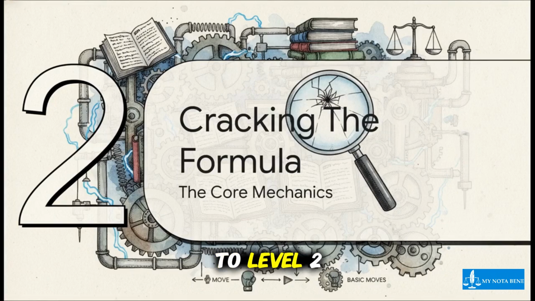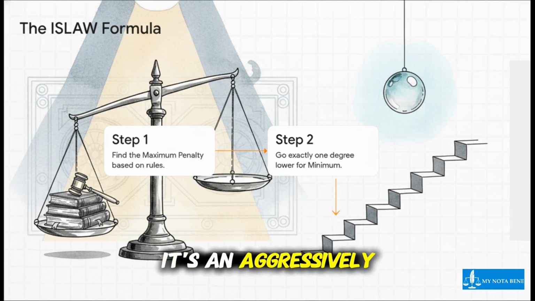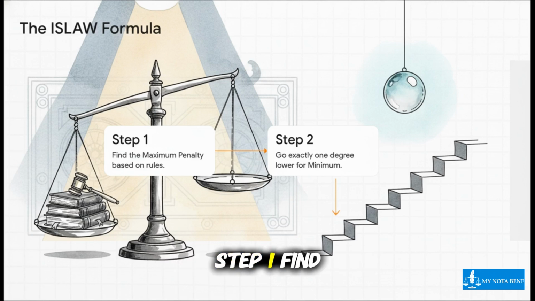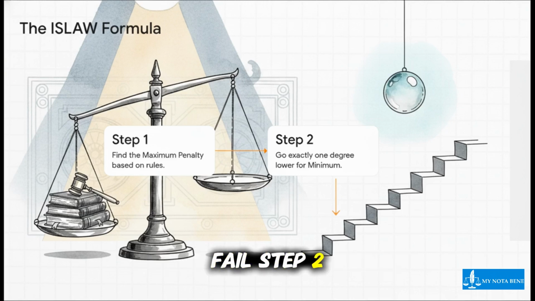Okay, moving on to Level 2, cracking the ISLAW formula. These are the fundamental, basic moves you absolutely must memorize to survive your exams. It's an aggressively simple two-step formula. Step 1, find the maximum penalty. Step 2, go exactly 1 degree lower for the minimum penalty. And listen to me, you must follow this order. I'm warning you right now, if you mess up Step 1 and get your maximum penalty wrong, you will automatically fail Step 2. Your minimum penalty will be wrong by default. You absolutely have to nail the maximum first.